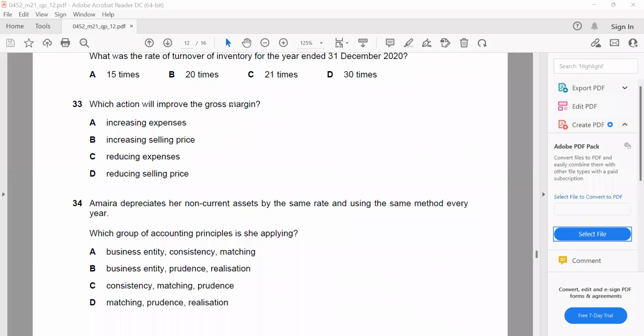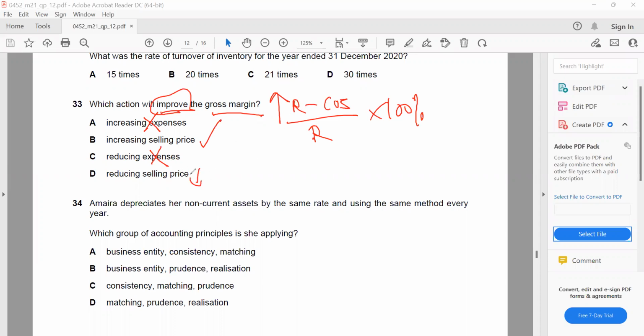Which action improves the gross profit margin? Gross margin is revenue minus cost of sales over the revenue times 100%. So expenses, nothing to do. Increase selling price, it will improve it. So this one, yes. Expenses, nothing to do. Reduce, it will reduce the revenue. So the answer should be B.